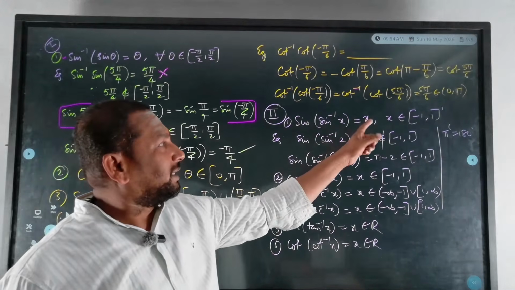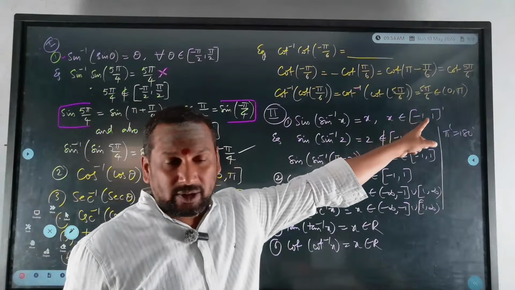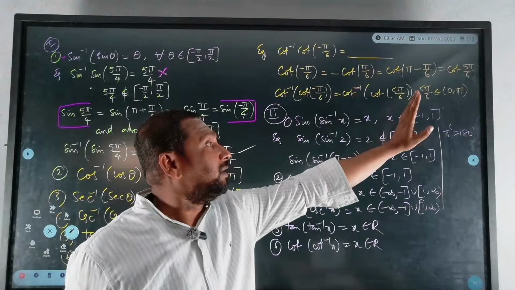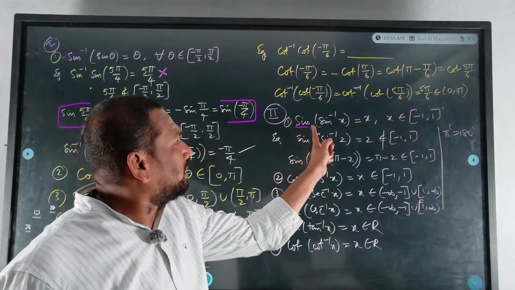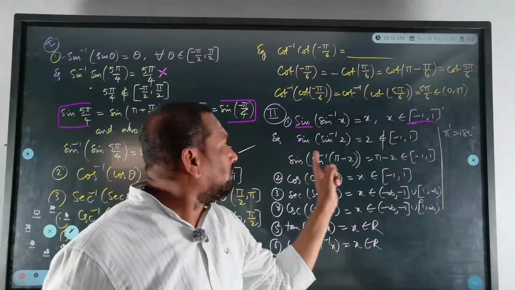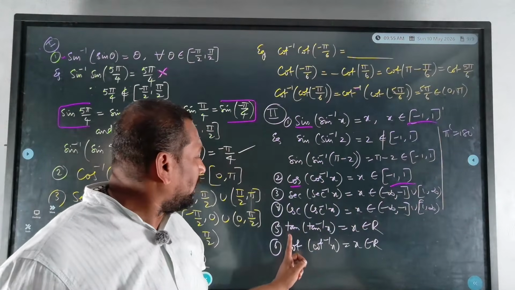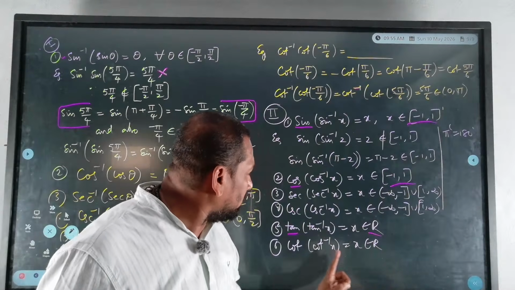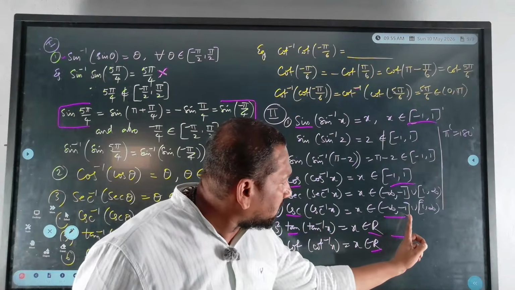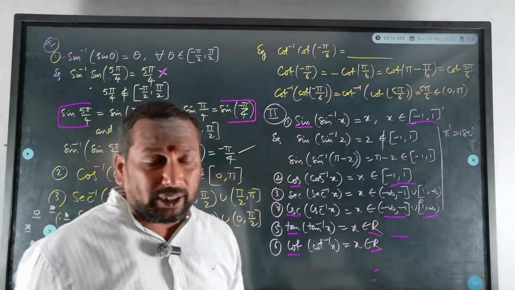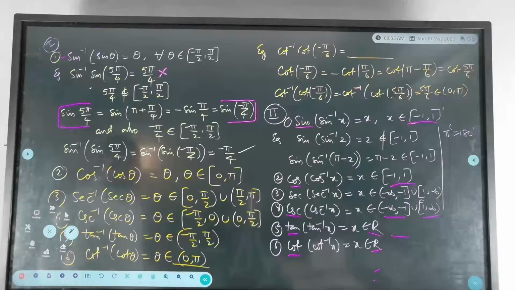Sine inverse of sin x. Here it is x. x must lie between minus 1 to 1 as per the range of sine inverse. Range of sine is minus 1 to 1, like range of cos is minus 1 to 1. Range of tan, range of cot are all reals. Range of cosecant is from minus infinity to minus 1 and 1 to infinity. Like that. Next.